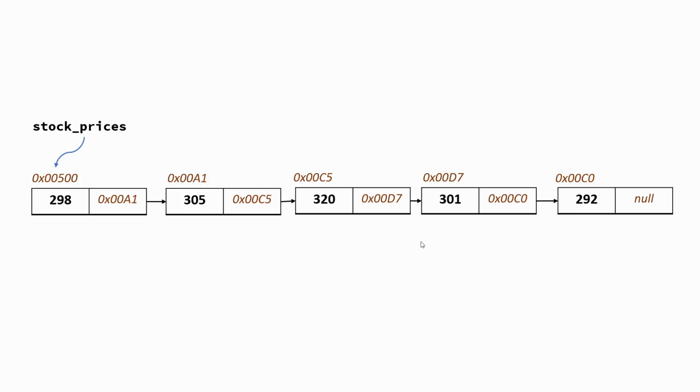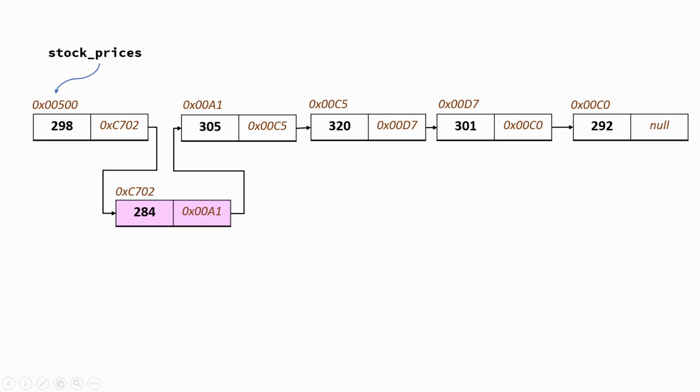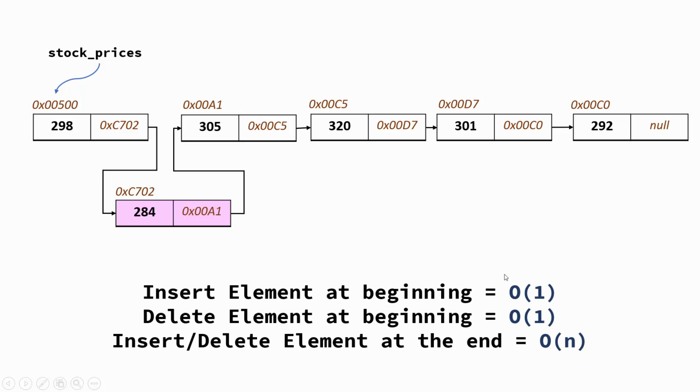In this situation, when you want to insert 284 at location number 1, it becomes very easy because now you are just modifying the links. So you can see that I do not have to copy the values from one place to another. All I did is change the address of this link to C702 because that's the address of 284. Previously it was 00A1. So this insertion operation becomes extremely easy in this new data structure. When you want to insert an element at the beginning, the complexity is order of 1.